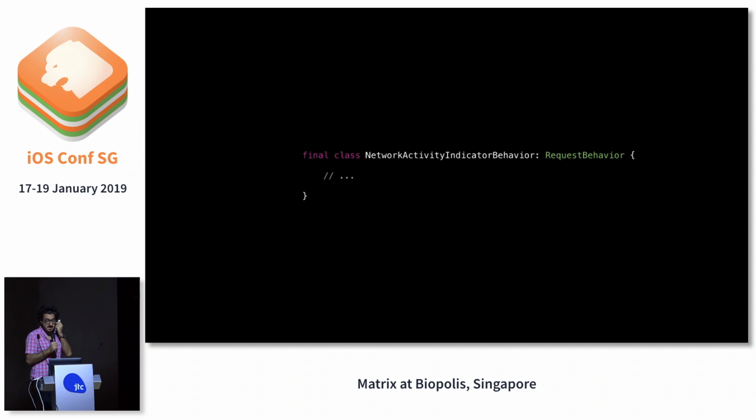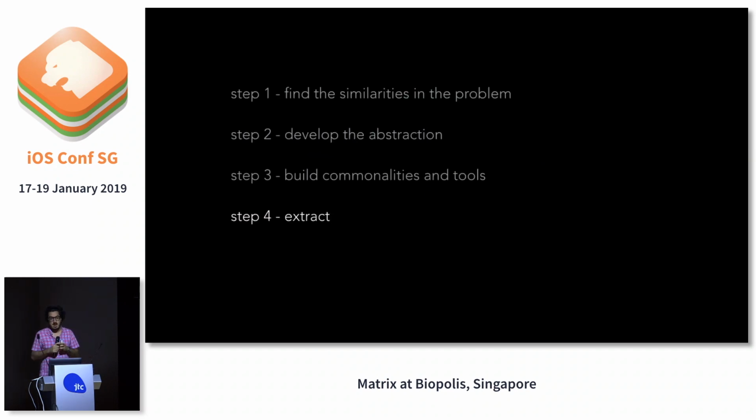I won't go into the details here, but network activity indicator behavior, background task behavior, these are things that you can build as well. Their implementations sort of fall out from the protocol itself. So that's the sort of extraction step of the process.